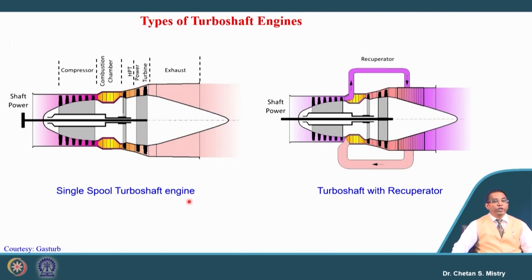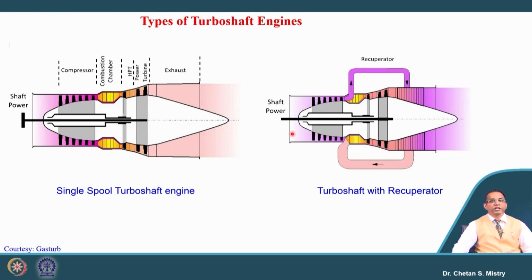If we look carefully, we have this Turboshaft engine where we have a compressor followed by the combustion chamber. We have our turbine, which we call the HP turbine, and the other set of turbine blades, called the power turbine, and we have the exhaust. The HP turbine is used to rotate the compressor, and the power turbine is used to rotate the shaft. So, we can call this configuration a single spool Turboshaft engine.